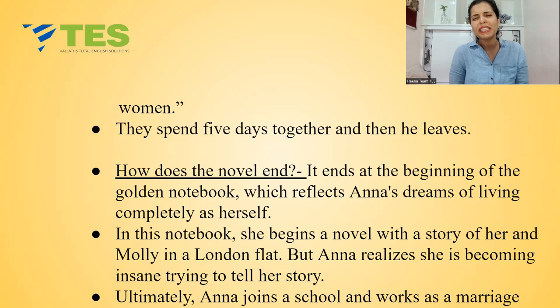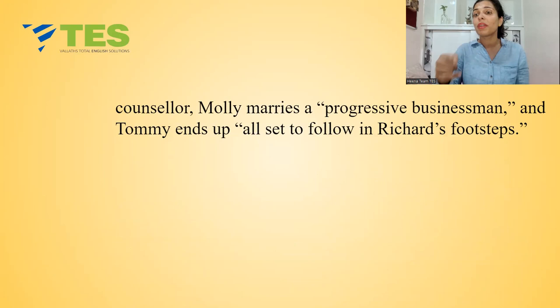Ultimately, what happens? Janet returns home from boarding. Anna decides to join a school and work as a marriage counselor. Molly remarries. She marries a progressive businessman, whereas Molly's son, Tommy, ends up all set to follow in Richard's footsteps, which means he joins his father's business. And we are done with the golden notebook.